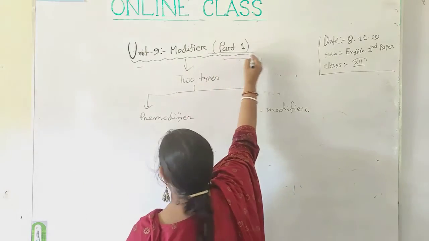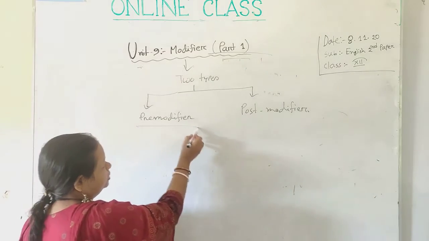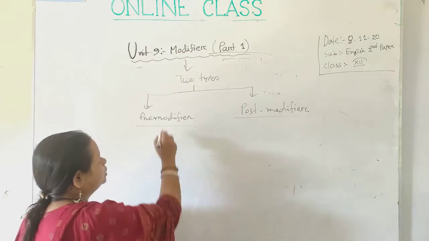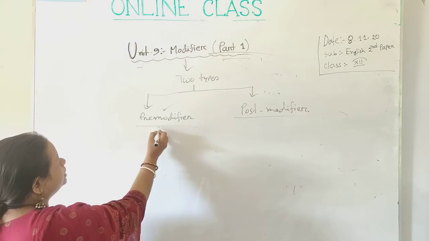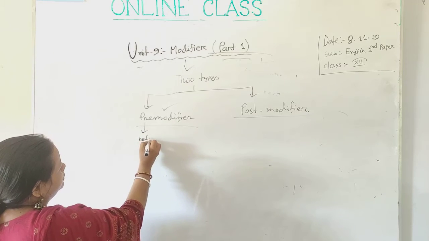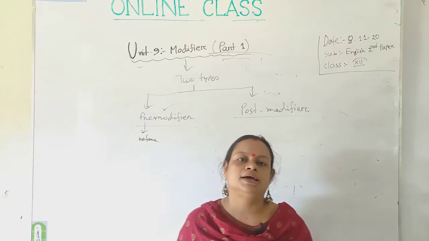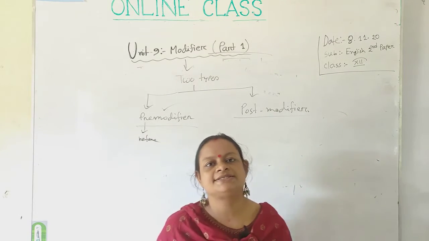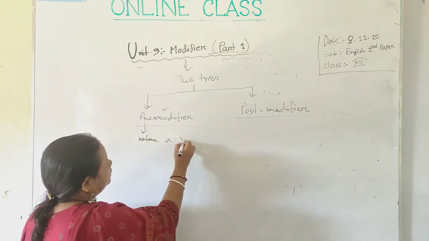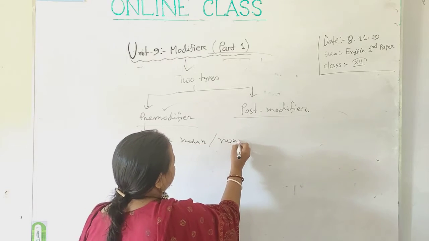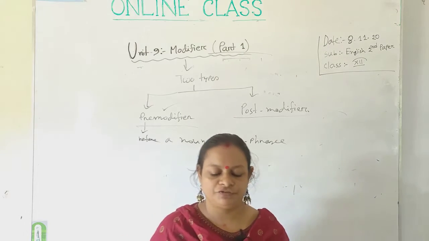You see that I have divided the class in part 1 and part 2 because there are two types of modifier, pre-modifier and post-modifier. Today we will discuss pre-modifier. So what is pre-modifier? Pre means before. So the modifier before a noun or noun phrase is called a pre-modifier.